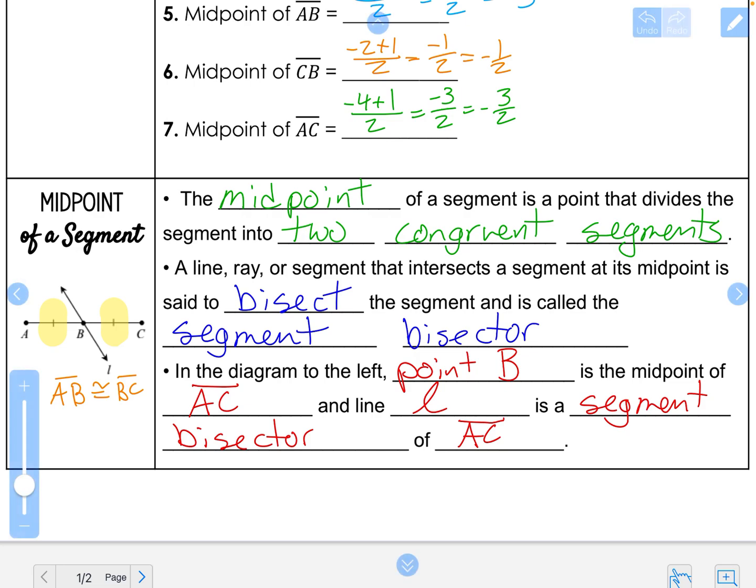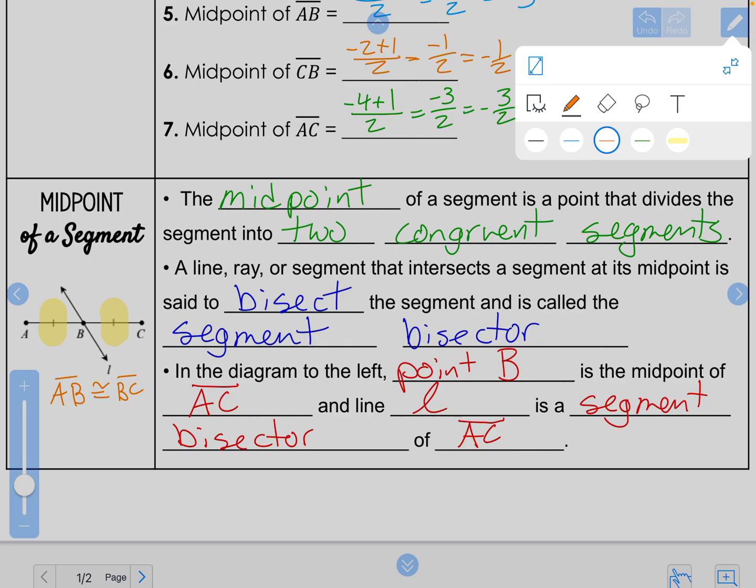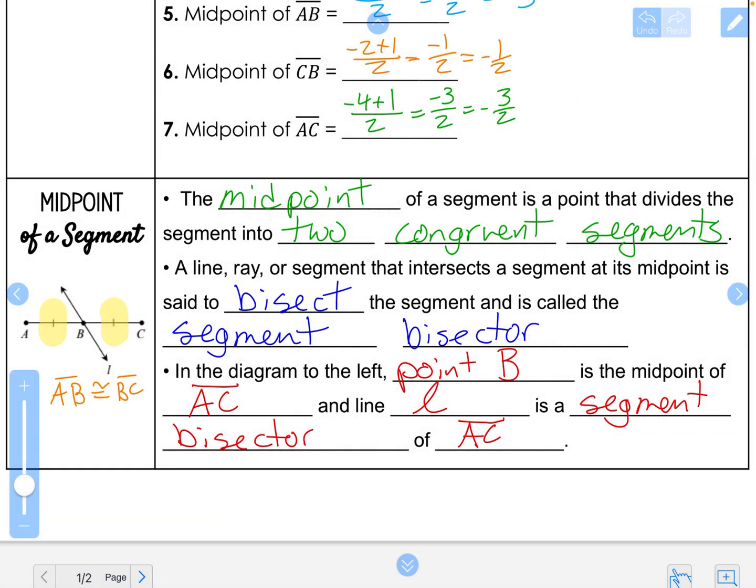A line, a ray, or a segment that intersects a segment at its midpoint is said to bisect the segment, and is called the segment bisector. So if we're looking at this diagram on the left, line L is my segment bisector. The line itself hits at B, and point B equals the midpoint, and so it bisects line segment AC.